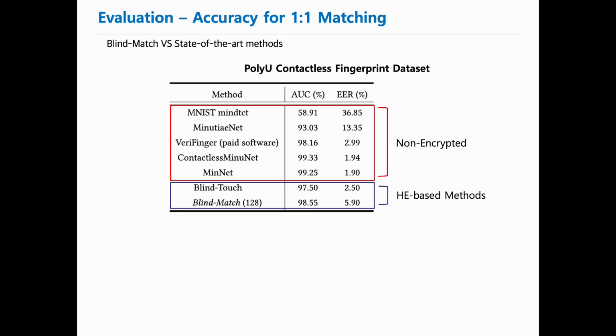We evaluated the accuracy of one-to-one matching with various state-of-the-art methods. The evaluation is conducted using the PolyU contactless fingerprint dataset. The 5 methods are non-encrypted methods, and blind touch and blind match are homomorphic encryption-based methods. We evaluated the AUC score and EER score. The result shows that blind match supports high AUC and EER scores.